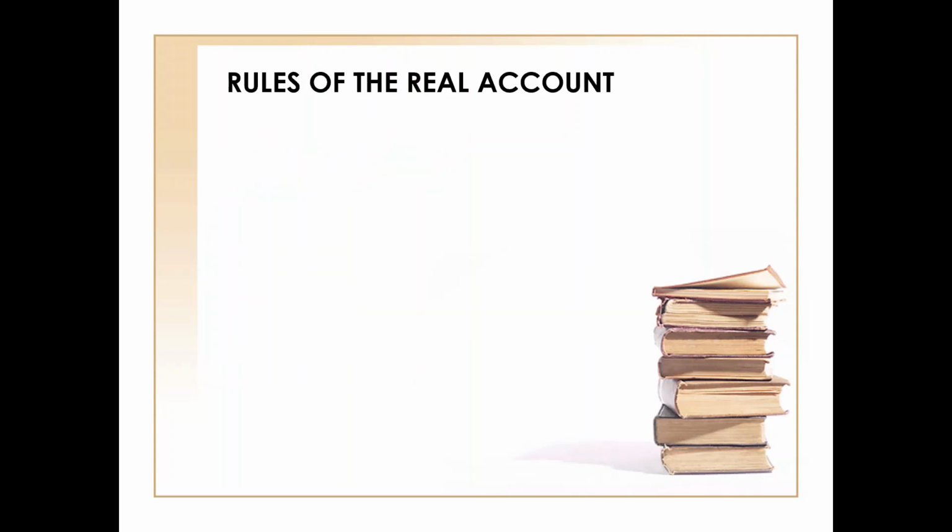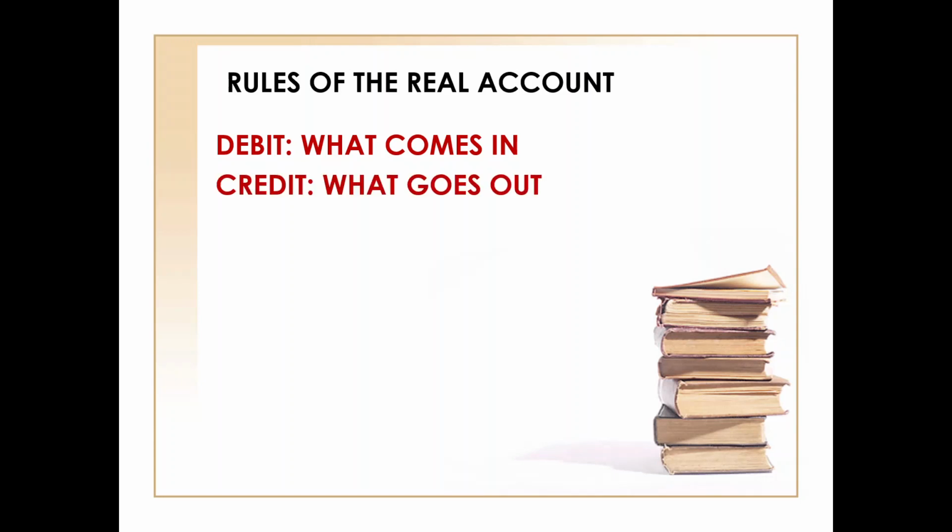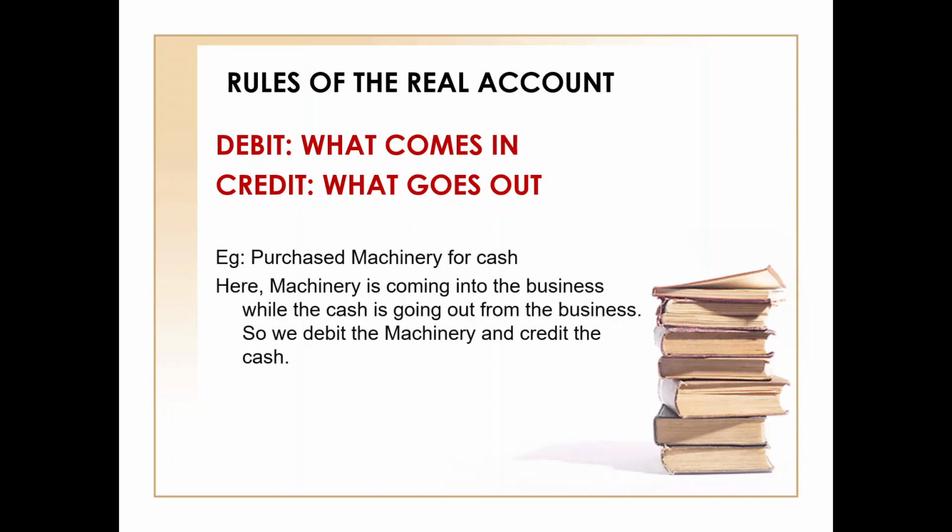The next rule is for the real account: debit what comes in. That means whatever comes into the organization will fall under the debit column, and whatever goes out from the organization will be posted under the credit side. Example, if a machinery is purchased for cash, then machinery is coming into the organization, whereas cash is going from the business, right? So we make machinery as debit and cash as credit.